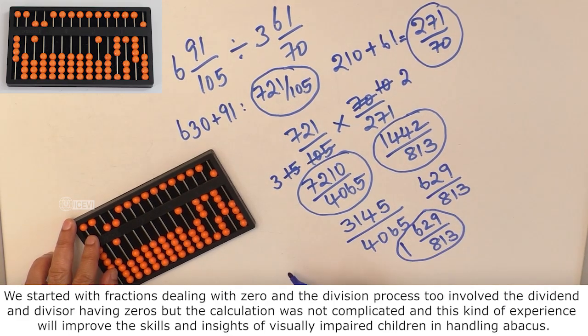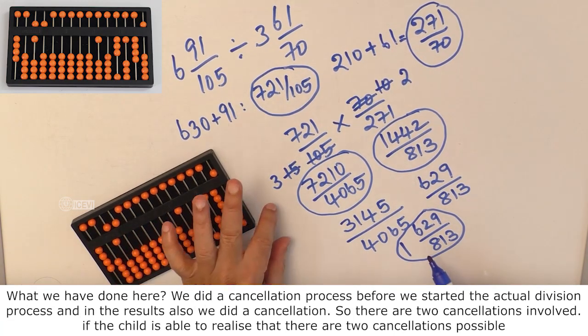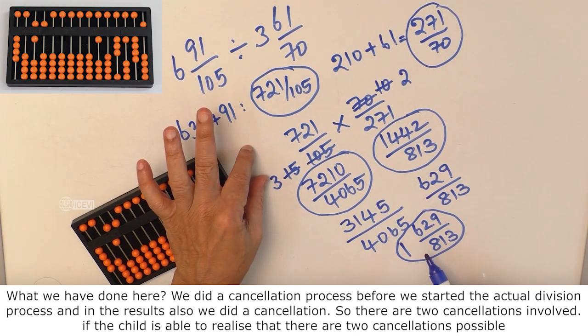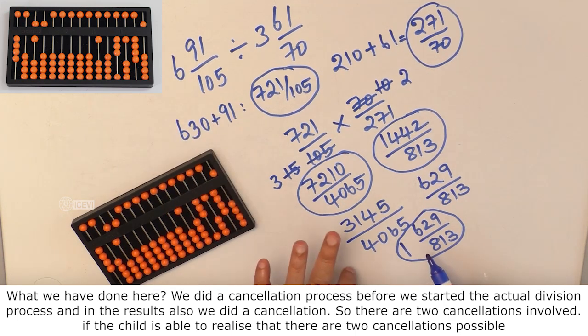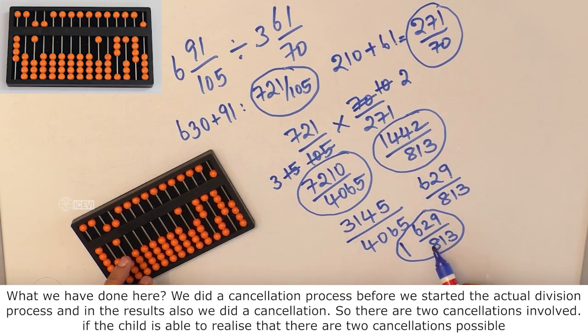We started with the fractions dealing with the 0, and the division process too involved the dividend and divisor having zeros. But the calculation was not complicated, and this kind of experience will improve the skills and insights of visually impaired children in handling the abacus. What we have done here, we did a cancellation process before we started the actual division process, and in the results also we did a cancellation. So there are two cancellations involved.